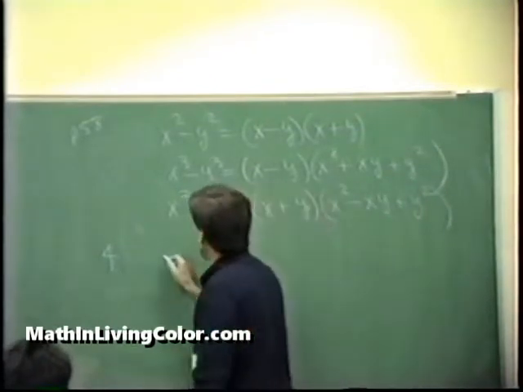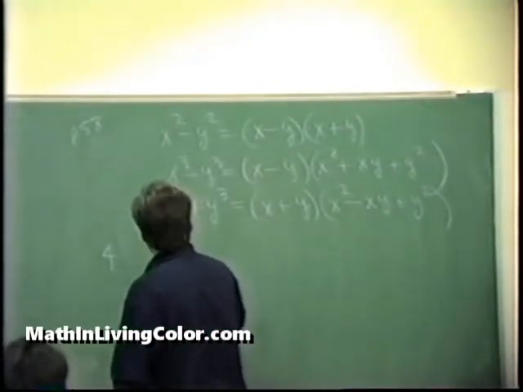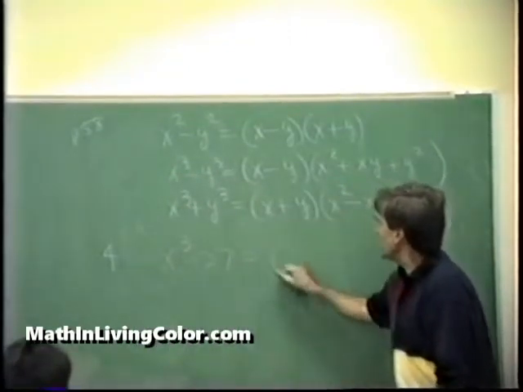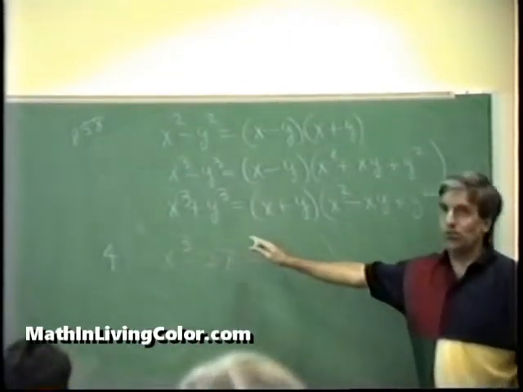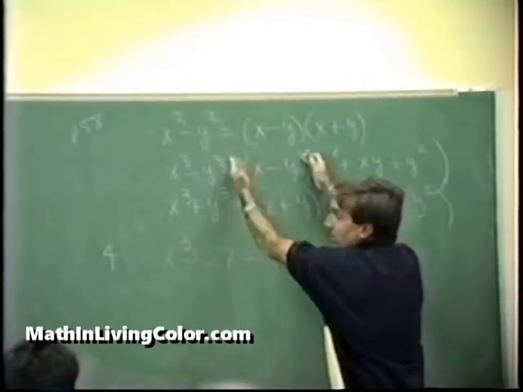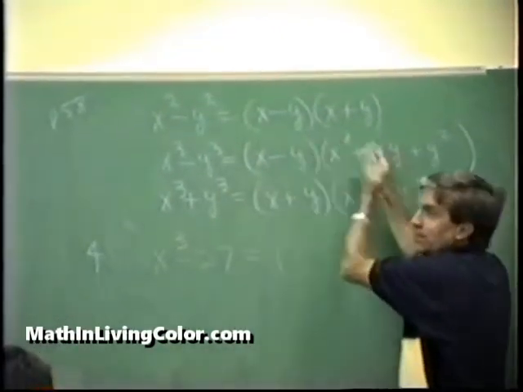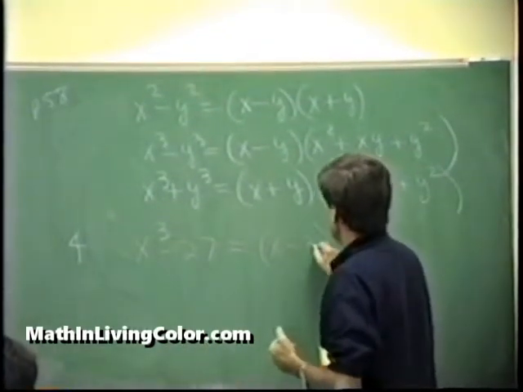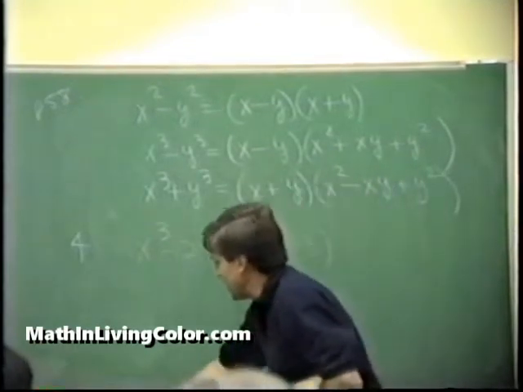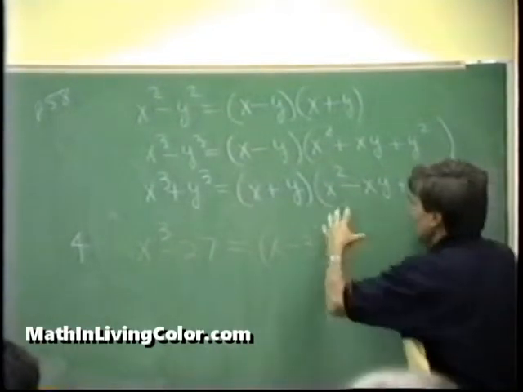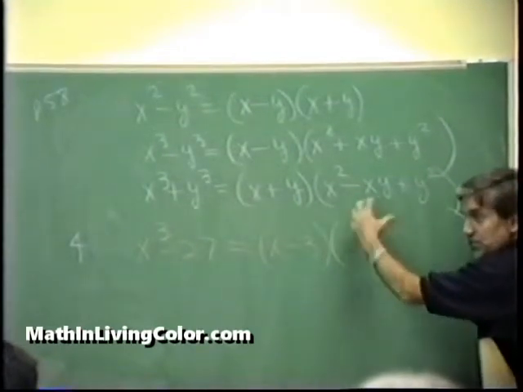Now let me go back to number 4. Number 4 says x cubed minus 27. So, what minus what to start with? It starts off with a binomial. Do you see? Anytime you have a cube minus a cube, it's going to be a binomial times a trinomial. What's the binomial? X minus 3. And then, what's the trinomial going to end up with? There's going to be a trinomial out here. So, leave yourself some space.